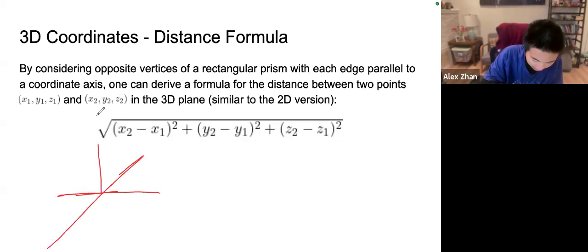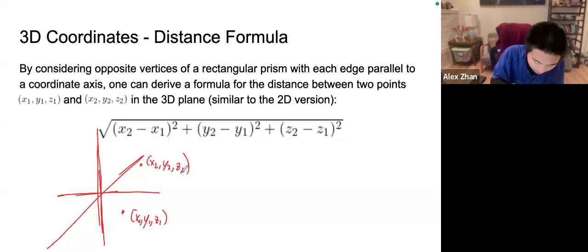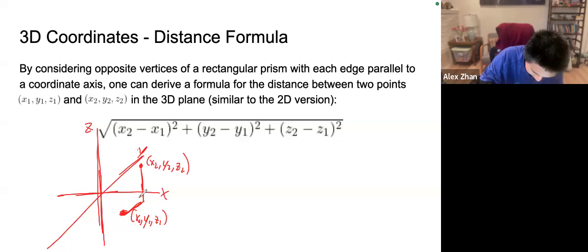I'll show you how to derive this. It can actually be done by applying Pythagorean twice. Suppose this is x1, y1, z1, and why don't we call this one x2, y2, z2? First of all, from x1, y1, z1, we draw a plane through this parallel to the xy plane. Then from here we drop a perpendicular to that plane. So it looks like this. And we know that this height has distance z2 minus z1.